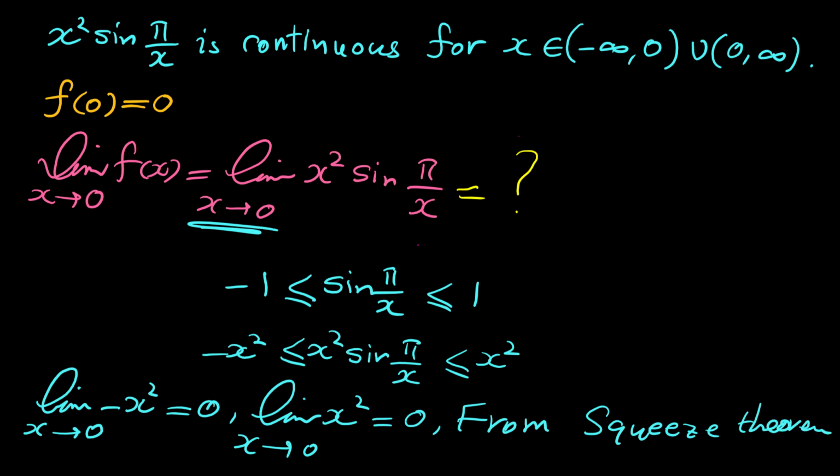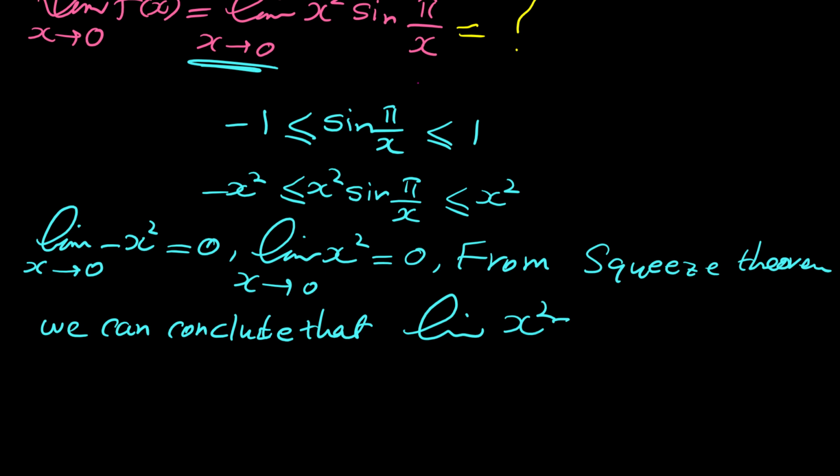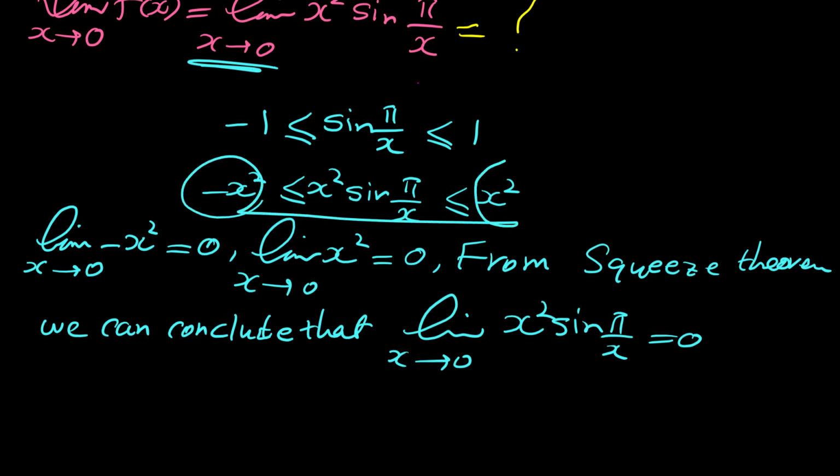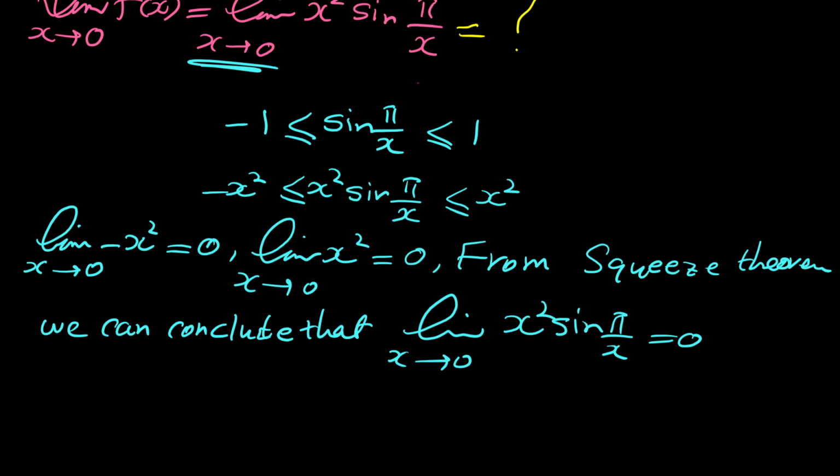we can conclude that the limit of the middle function, which is x to the 2 sine of pi over x when x approaches 0, is also 0. Because the limit of the left function and the limit of the right function are 0. So the limit of the middle function, which is trapped between these two functions, is also 0.